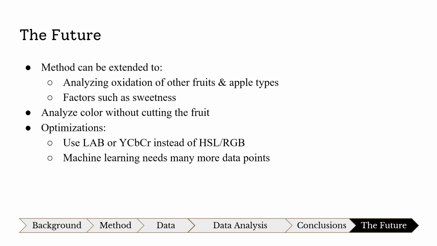The methods employed can be extended to analyzing more apple types and fruits. In addition, with more research, the imaging can further predict other factors, such as sweetness. For more efficiency, it is hoped that this computer vision can predict oxidation without cutting the fruit. To optimize data collection, one can look into using other color models such as LAB or YCbCr. To achieve this, the software needs to analyze millions more data points through thousands more samples. This is the beginning of an innovative solution to food waste that can benefit numerous industries in reducing loss and providing more enjoyable foods to consumers.